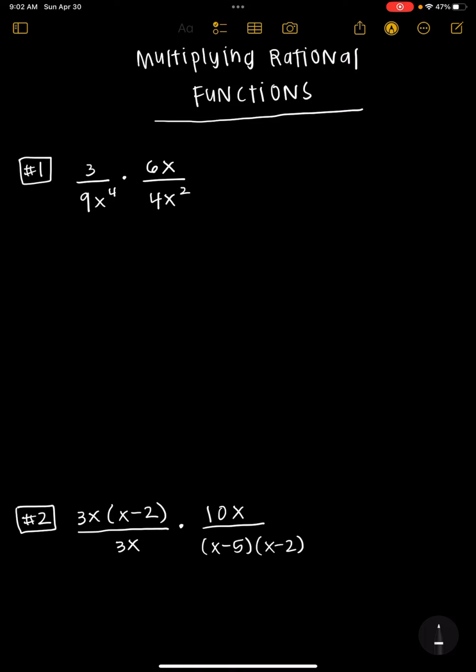Now this one I'm going to make a little bit more confusing, only because we're going to try and simplify a little bit first before we multiply. That makes it a little bit easier to multiply because the numbers don't get as big. So for this first example, we have 3 over 9x to the fourth times 6x over 4x squared.